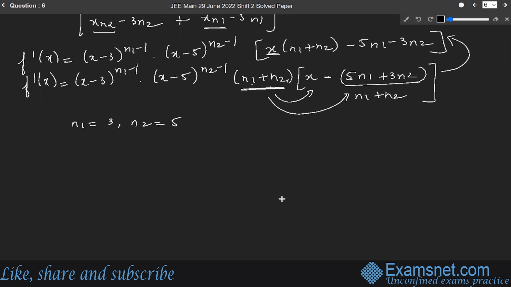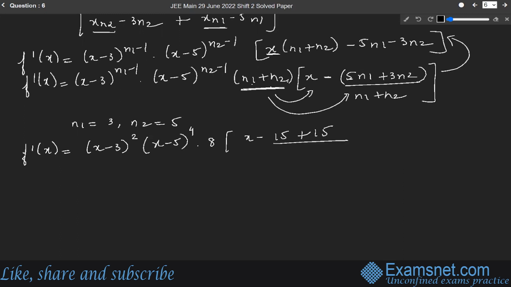We have to put both these values in f dash x. So f dash x will be (x minus 3) power (n1 minus 1). What is n1? 3. 3 minus 1 is 2, multiplied by (x minus 5) power (n2 minus 1). What is n2? 5. 5 minus 1 is 4. What is n1 plus n2? 3 plus 5, so into 8. Then in bracket we have x minus (5 into n1), 5 into 3 is 15, plus 3 into n2, 3 into 5 is again 15, divided by n1 plus n2. It will be 8. 3 plus 5 is 8.